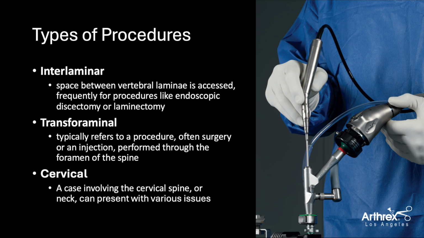Once you identify what kind of case it's going to be, if it's going to be an interlaminar case, a transforaminal case, or a cervical case, then we can adjust to looking at the instrumentation from top to bottom and assure that we have everything that's needed for the case, as well as disposables, and usually 2 or 3 of each disposable just in case one was dropped or one extra was needed during the case.